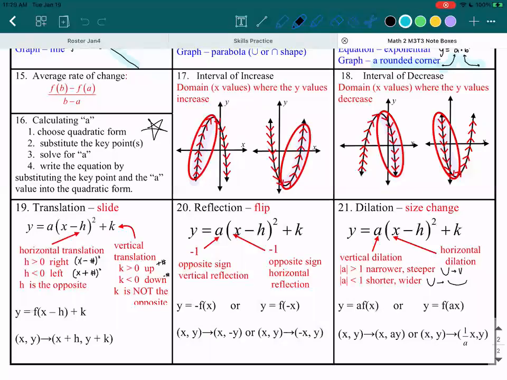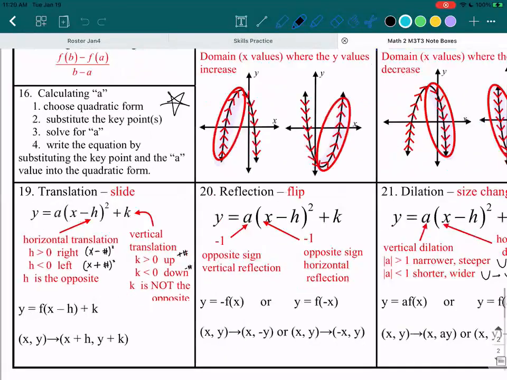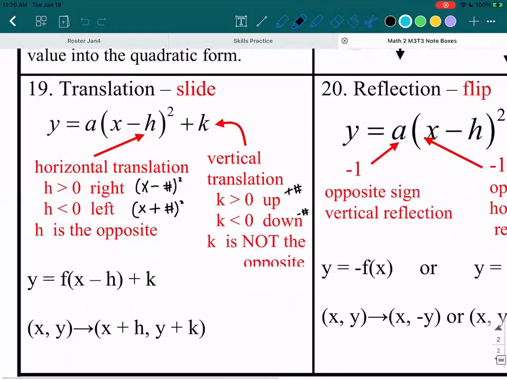Let's start off with box number 19. So we're going to be transforming our quadratic equations, which means moving them up, down, left, right, flipping them around, stretching them, squeezing them. So that's essentially what we're doing. A translation for box number 19, that is when you slide it. So you move it up, down, left, right.